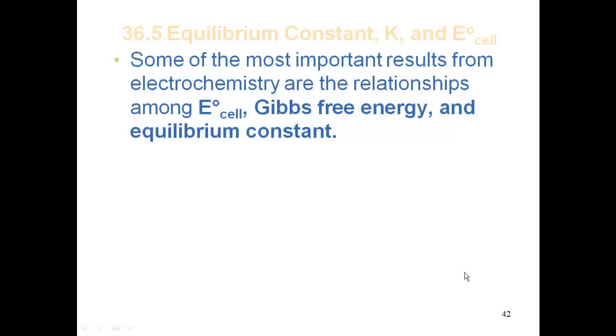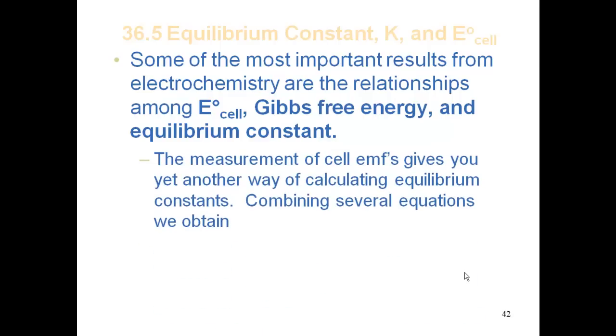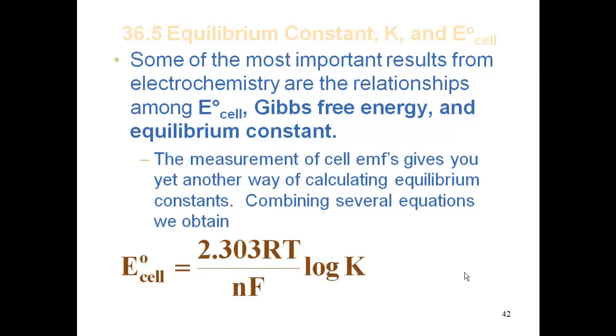Some of the most important results from electrochemistry are the relationships among the electropotential, Gibbs free energy, and the equilibrium constant. Measurement of the cell EMFs gives you yet another way of calculating equilibrium constants. We showed you before some relationships between equilibrium constants and other values. This relationship between electropotential and K is as follows.